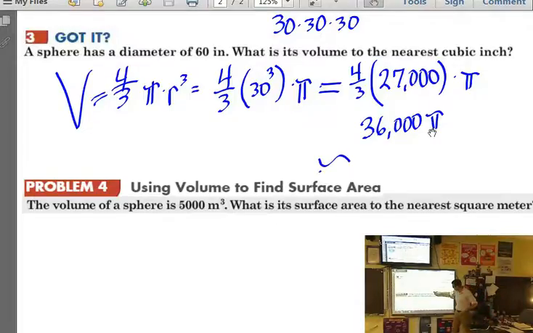Then give it to me. 113,097 inches cubed. I got it.